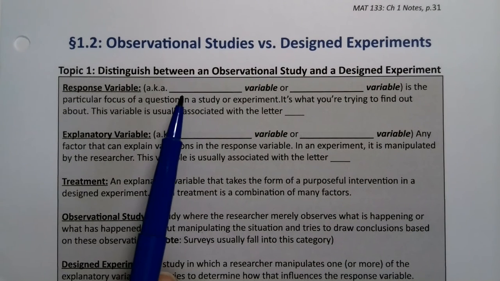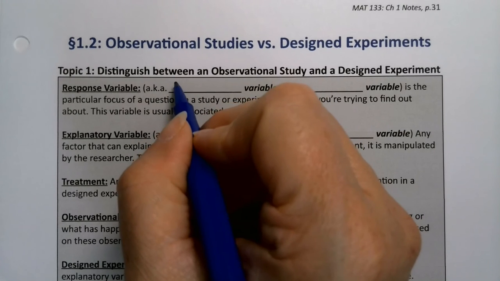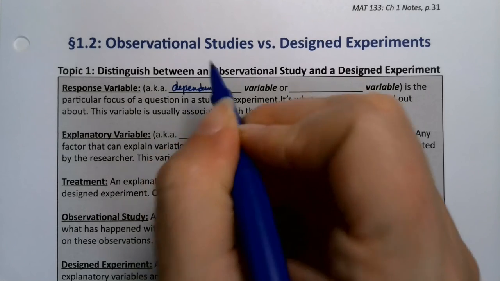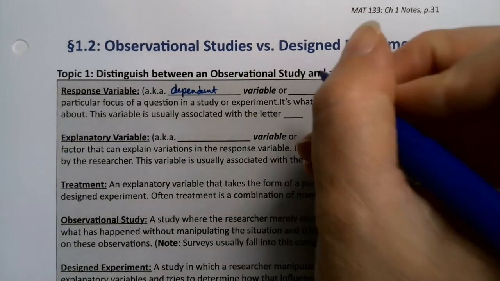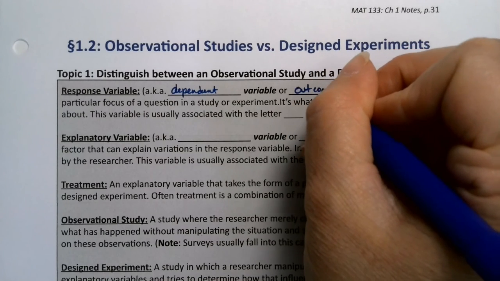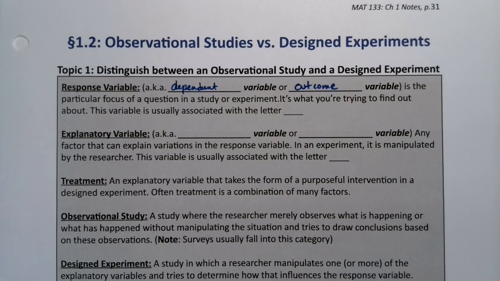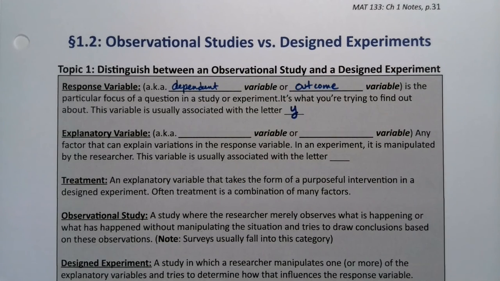All right, so a response variable is also known as a dependent variable in algebra class, or the outcome variable. It's a particular focus of a question in a study or experiment. It's what you're trying to find out about. This variable is usually associated with the letter Y in algebra class in particular.